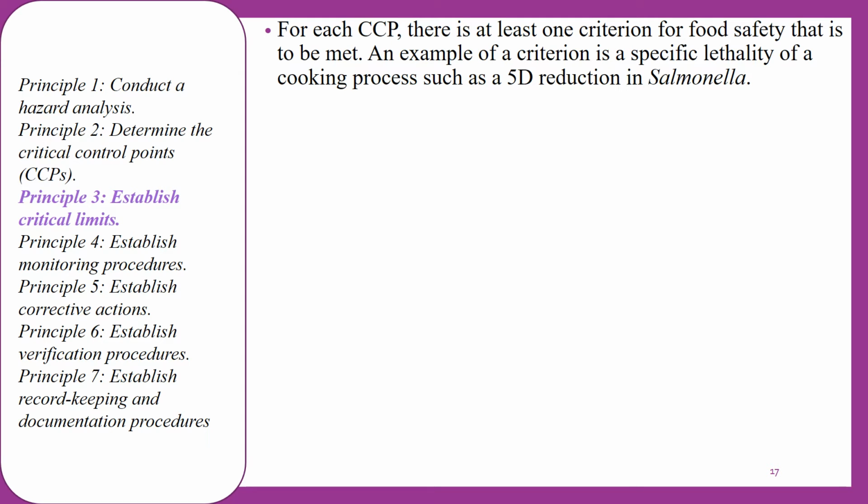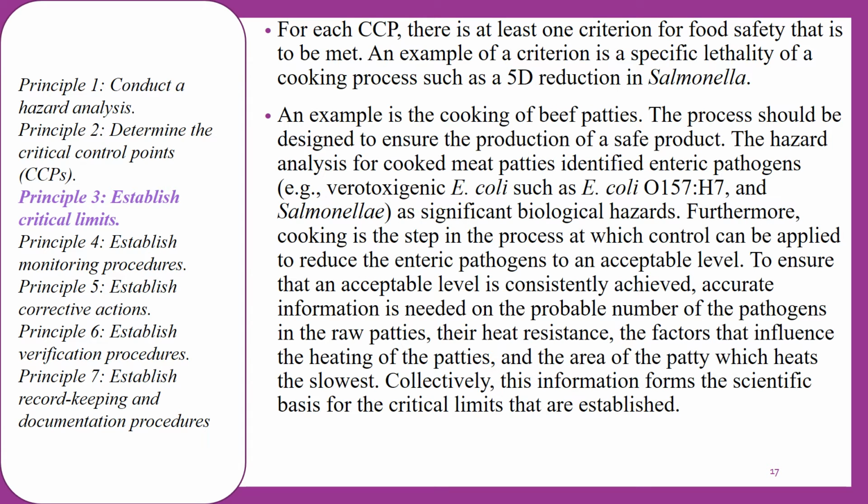For each CCP, there is at least one criterion for food safety that is to be met. An example of a criterion is a specific lethality of a cooking process, such as a 5D reduction in salmonella. An example is the cooking of beef patties. The process should be designed to ensure the production of a safe product.